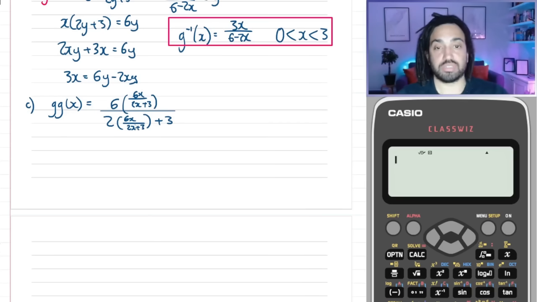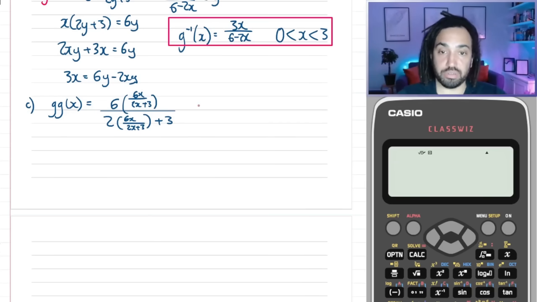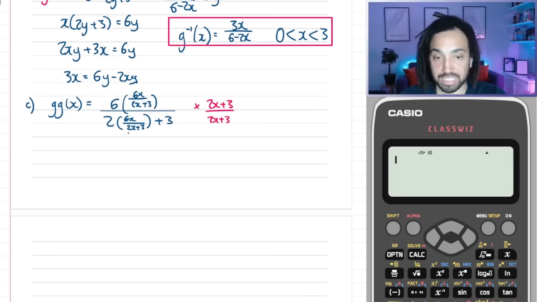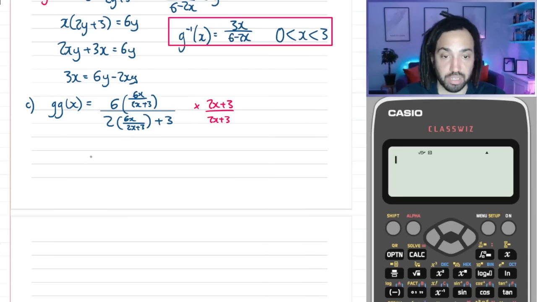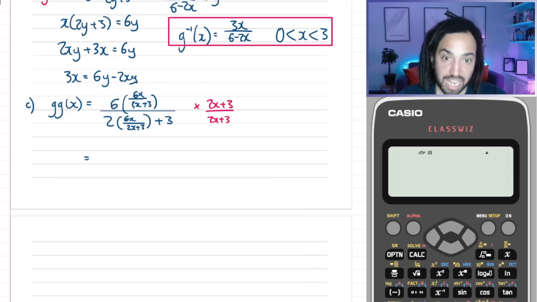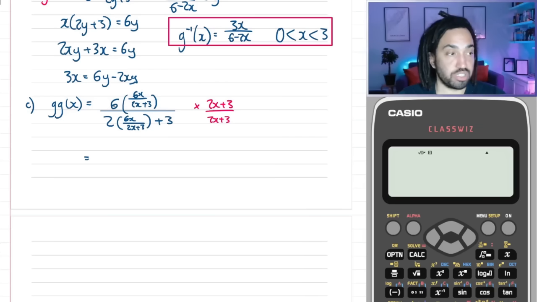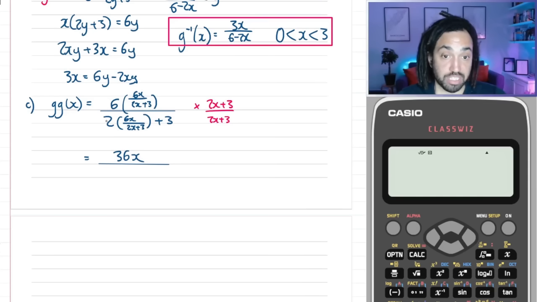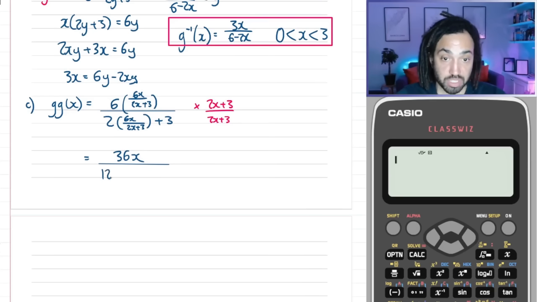Okay, right, not ideal this, but what we're going to do is multiply top and bottom by the denominator, which is being a little bit annoying. So let's multiply the top line by 2x plus 3 and the bottom line by 2x plus 3. Multiplying this by 2x plus 3 just cancels the divide by 2x plus 3, so you're just left with 6 times 6x, which is 36x. Doing the same here, we'll just cancel that denominator, which will leave you with 2 times 6x, which is 12x.